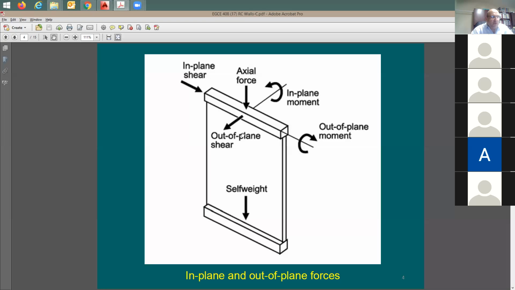The other type of walls, which we call here a shear wall, is going to be mainly designed, and we put it in this place, to resist lateral forces like seismic forces. So in this case, we call it a shear wall.